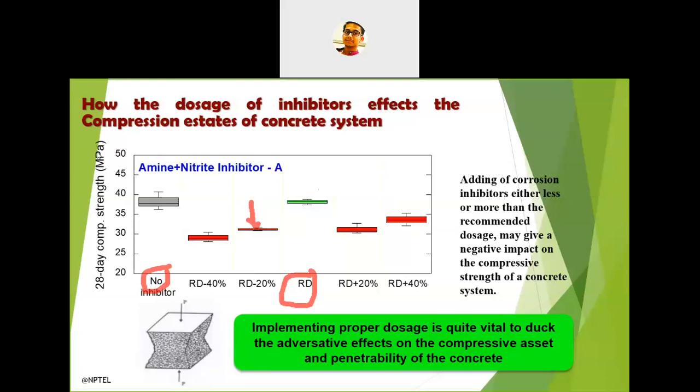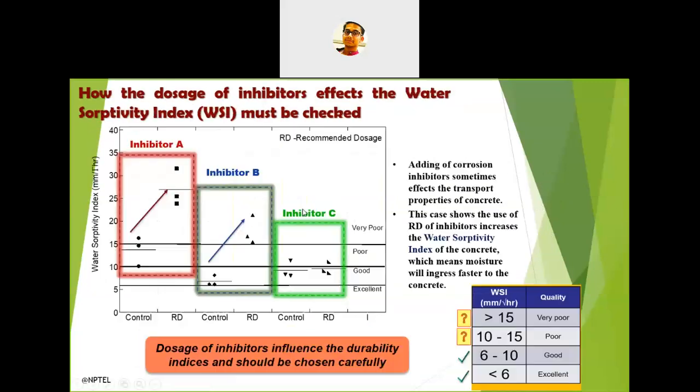So now we'll see some other parameters. Now, how the corrosion inhibitors may affect the transport properties in a concrete system. Transport properties are nothing but how the deleterious elements or the moisture or different types of elements are getting ingress into the concrete system. This property is known as transport properties. It is directly linked with the permeability of the concrete system.